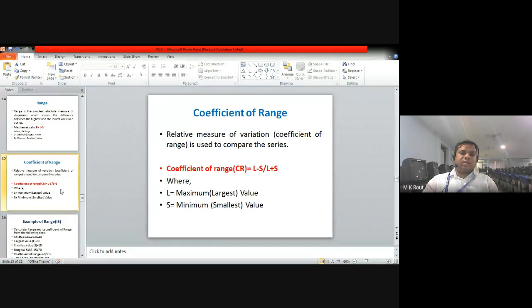The next one is the coefficient of range. It is your duty to write down the formula. Clear? I will provide the PPT after this session is over. But during solving examples as well as numericals, it is your duty, you must write the formula. The next part is the coefficient of range. This is the relative measure of variation, known as the coefficient of range. It is basically used to compare series. The formula for the coefficient of range is L minus S divided by L plus S. I repeat, the coefficient of range equals L minus S divided by L plus S, where L stands for the maximum or largest value and S stands for the minimum or smallest value. Just note down, then we proceed to calculate different examples for individual, discrete and continuous series.